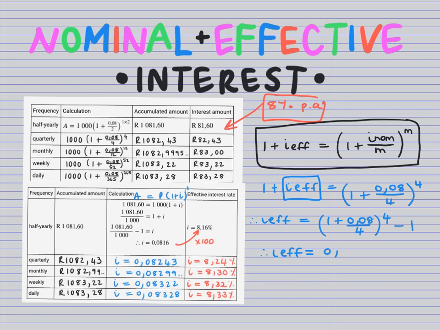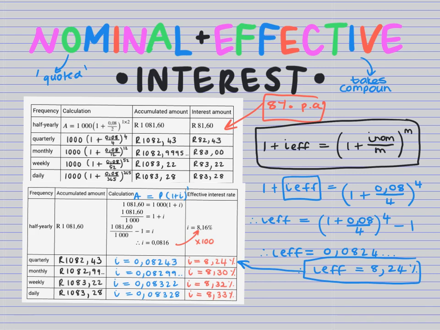We get 0,0824, and I multiply that by 100 to get to the effective rate. It's 8,24%. And hey presto, what did we figure out in our table? Yay. Okay, so that's the difference between nominal and effective interest rates. I think of the nominal rate as the quoted amount, right? And the effective rate takes your compounding into consideration.